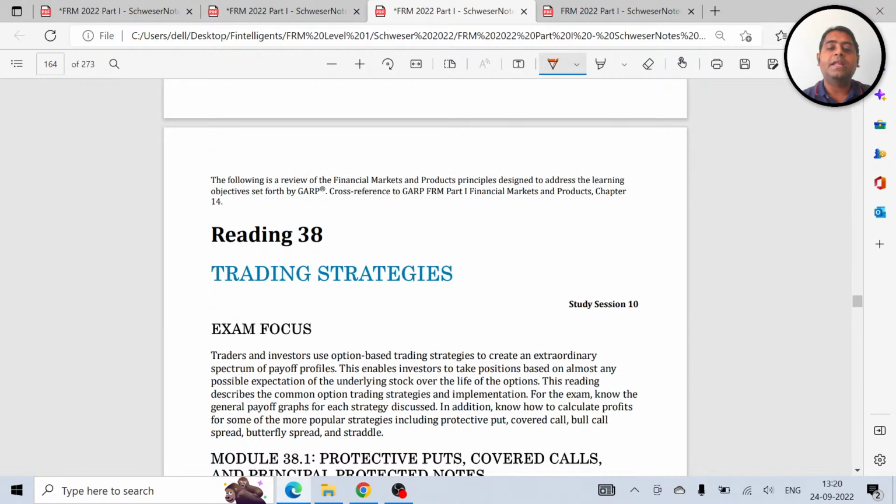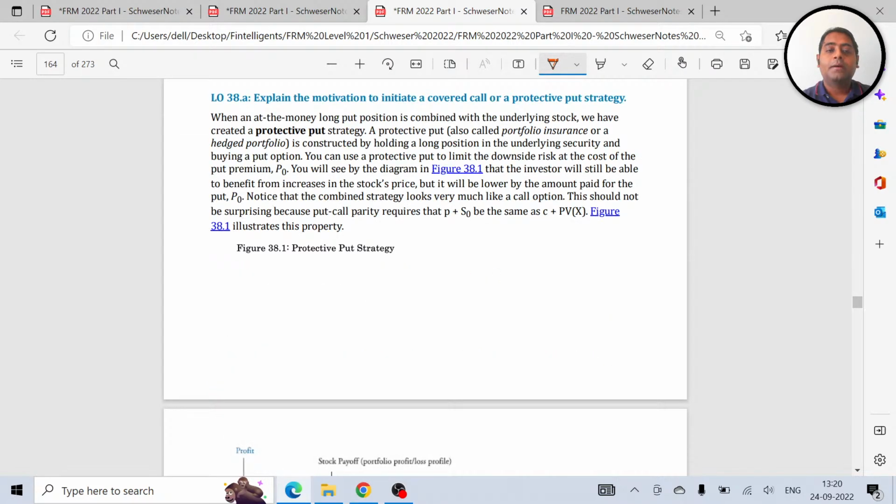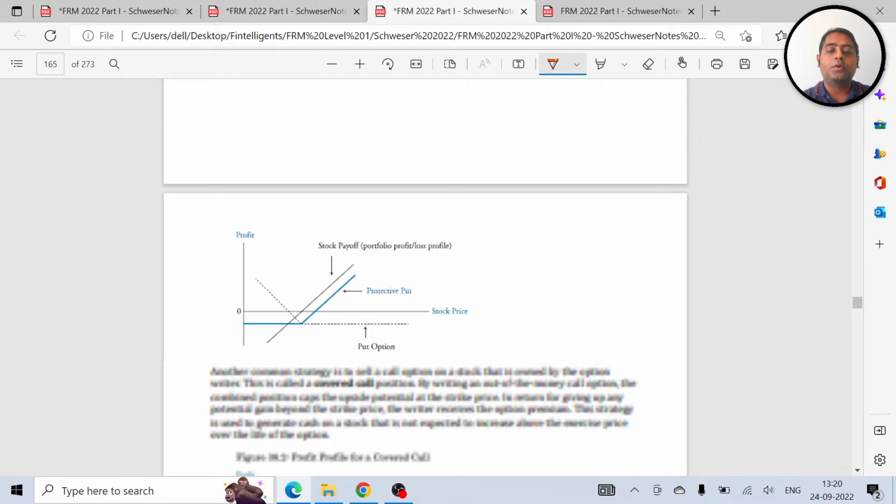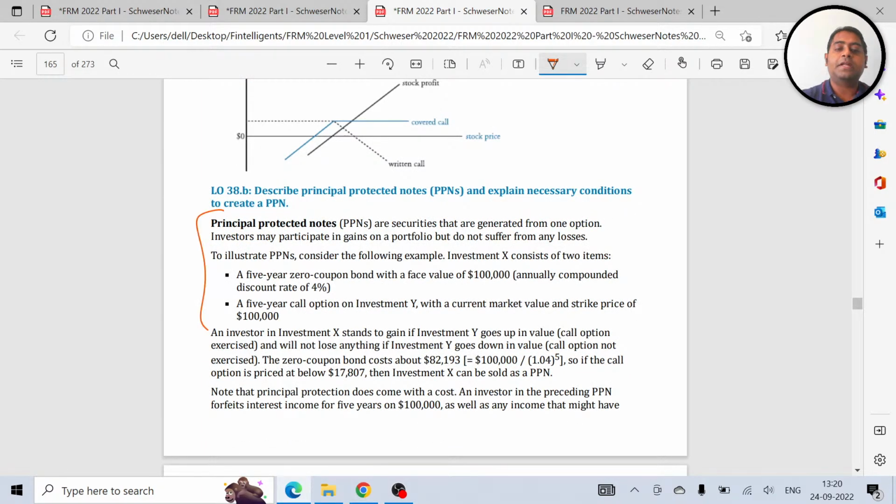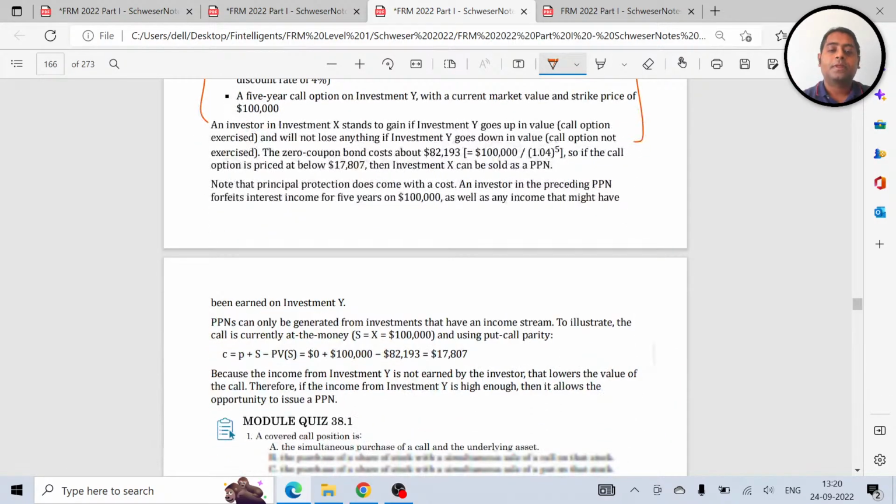Trading strategies. Okay, now over here, the protective put call might not be tested. Principal protected note. This principal protected note, their logic is important. Okay, so don't skip that.